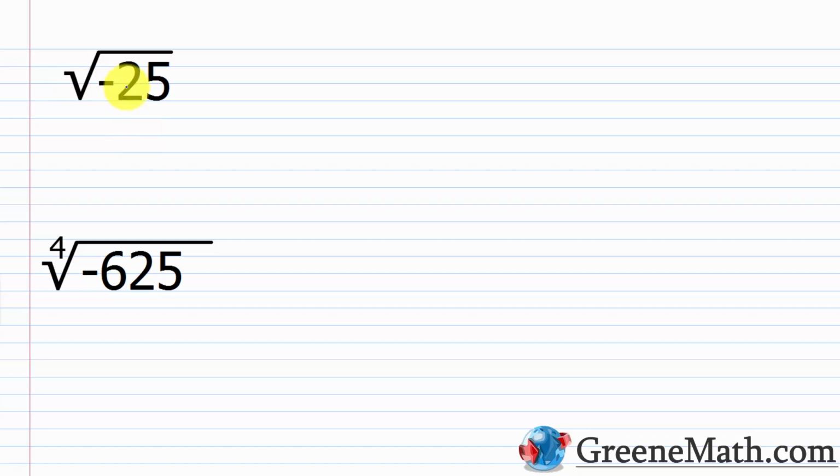So if I try to take the square root of negative 25, I'm basically asking the question, what number squared, or what number multiplied by itself, gives me a product of negative 25? Well, there's no number in the real number system that does that, right? Because if you square a negative number, you get a positive. If you square 0, you get 0. And if you square a positive, you keep the positive. So this is never going to happen in the real number system. So this is not real. Similarly, the fourth root of negative 625, this is not real.